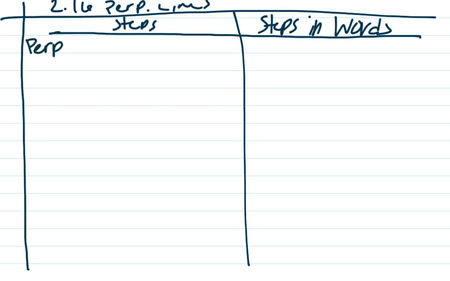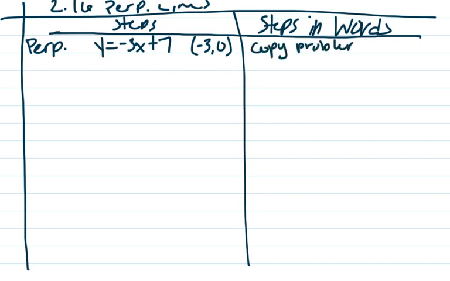I'm abbreviating perpendicular in all of these as perp. I know it's funny, but it's less writing and it takes up less room. So I have y equals negative 3x plus 7 and negative 3 comma 0. I want a line that's perpendicular to the line y equals negative 3x plus 7 and goes through the point negative 3, 0. So we're, of course, going to copy the problem.